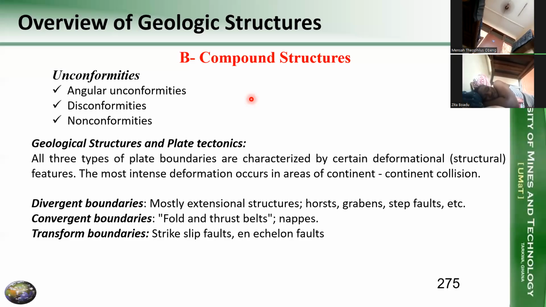Then we also have some structures that are associated with plate tectonics. At divergent boundaries, we have a lot of extensional structures, a lot of tensional structures. Examples, we call them horsts and grabens. Horsts and grabens, tensional structures. What is a horst and graben?